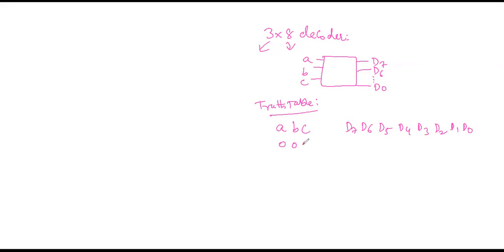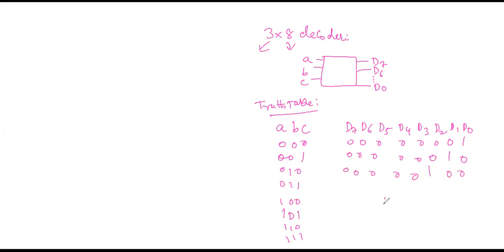0, 0, 0, 0, 0, 1. For 0 combination, D0 will be active, remaining are 0. For 1 combination, D1 will be active, remaining are 0. For 2 combination, D2 will be active, remaining are 0. Like this, you have to write the remaining. For 7 combination, D7 will be active, remaining are 0. Now write out the expression of D7, D6, D5 and draw the logic diagram.